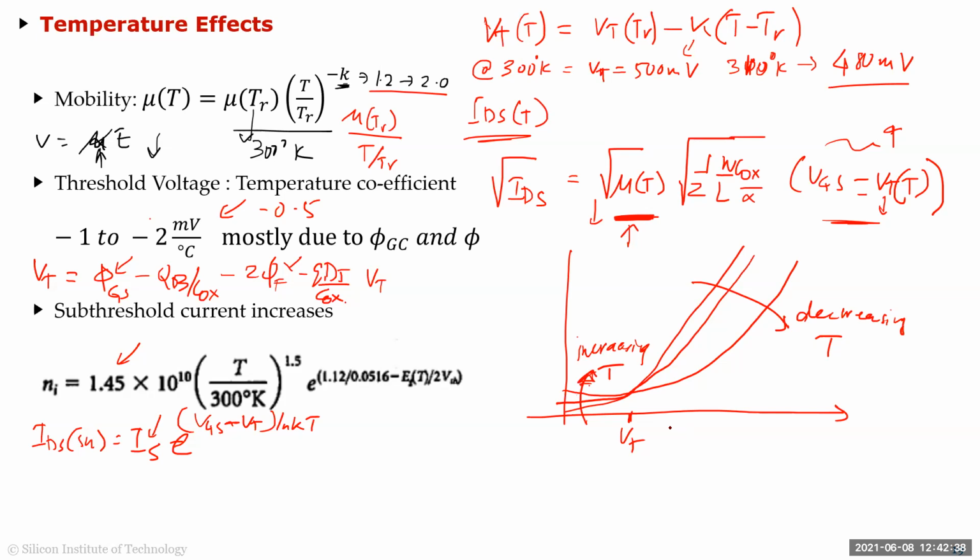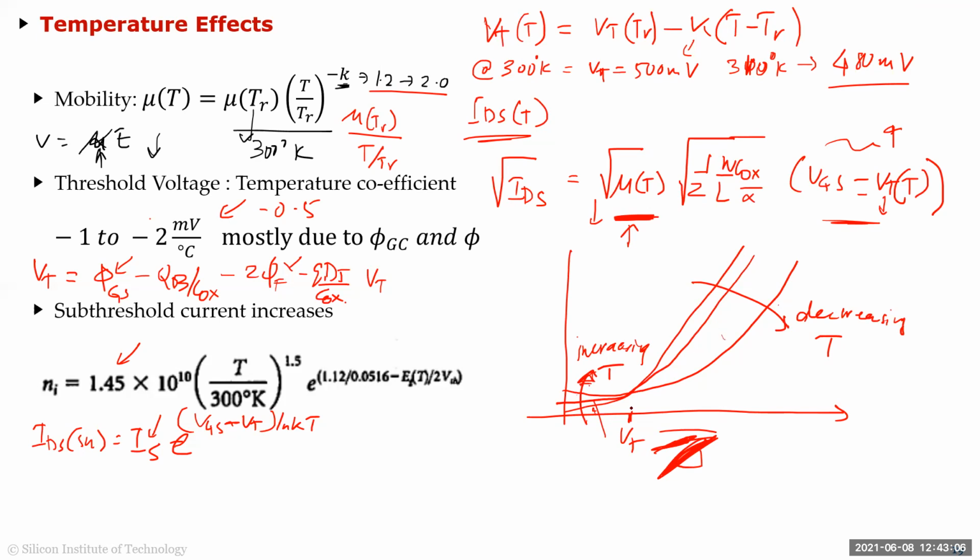Okay. And we'll do a log of this, but this doesn't mean that the slope is still not decreasing. It's just that the absolute current is increasing in subthreshold. So it doesn't mean that at higher temperature I'll get higher gain from an amplifier in subthreshold. The gain is still going to decrease, but the subthreshold current, which is kind of a leakage current, is going to increase.